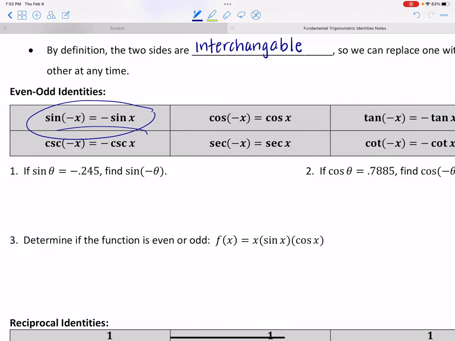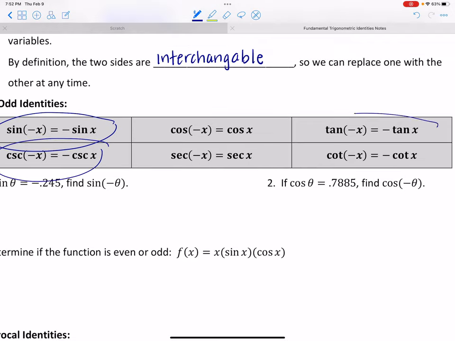The same thing is said here, the same thing is said here, the same thing is said here. When you look at those four, what those are saying is if you put a negative input in, it's going to make the output negative. So if you change the sign of the input, it changes the sign of the output. That's what happens with an odd function, or a function that has symmetry about the origin.